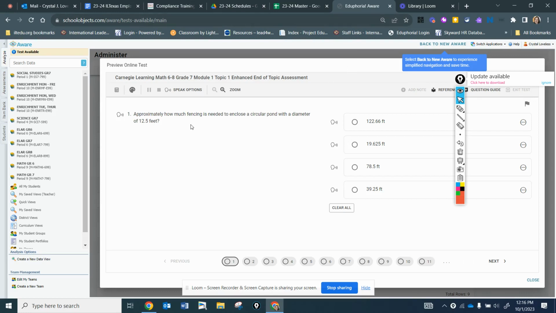Approximately how much fencing is needed to enclose a circular pond with a diameter of 12.5 feet? Okay, so when you're enclosing a pond, that means that you are finding the circumference, okay? And it's given us diameter, so we need to do C equals pi times diameter. So I know that diameter is 12.5 feet, and I know pi is 3.14. So I'm going to plug in my numbers. 3.14 times 12.5.